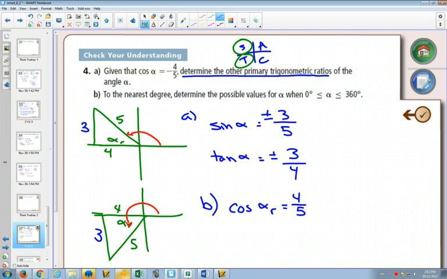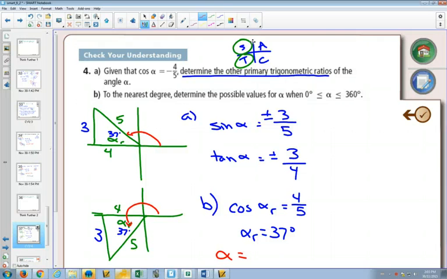Now we're going to have to use our calculator because that's not one of our memorized values. We do cos inverse of 4/5, and we get 37 degrees to the nearest degree. So now that we know that this angle here is 37 degrees, and this angle here is 37 degrees, we can solve what our actual angles for alpha are.